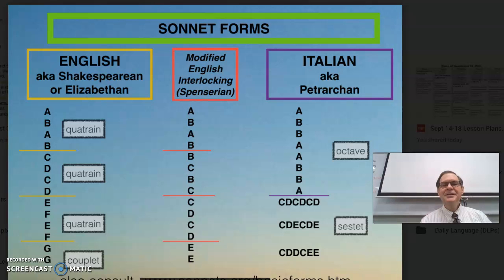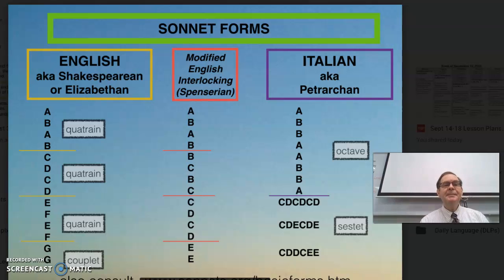Hello. Today's video describes sonnet form. There are two major types of sonnets, English and Italian. The 5 sonnets we have in our textbook are all English sonnet form. One is a modified English sonnet form known as a Spenserian sonnet. We'll take a look at that one too.